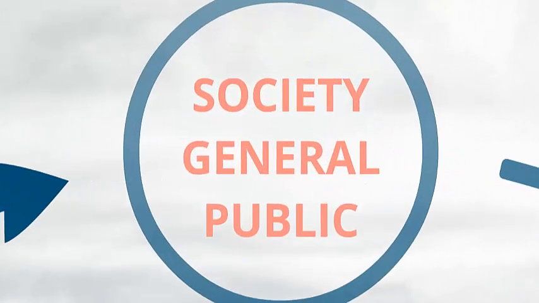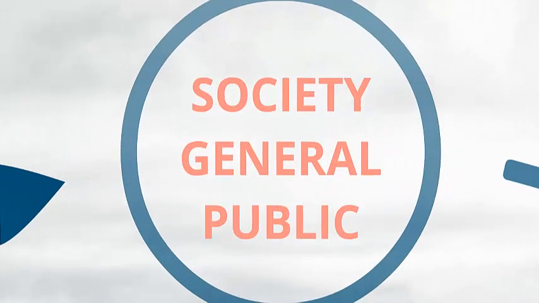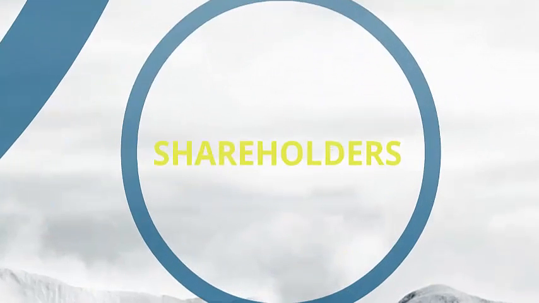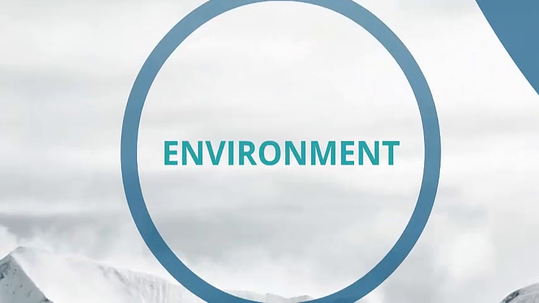Let's look at the first one, society and the general public. Society expects businesses to be good corporate citizens and give back something to the community. It's not all about profits. Society expects businesses to adopt ecologically sustainable operating practices, for example, looking after the environment. The second group is the shareholders, the owners of the company. They're the ones putting the money at risk, so they expect to be looked after with a reasonable rate of return.